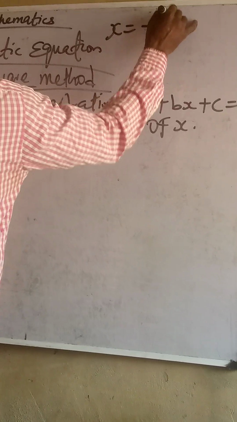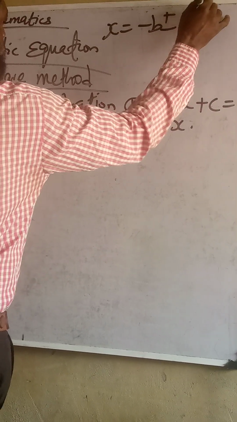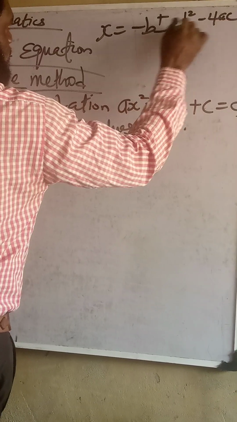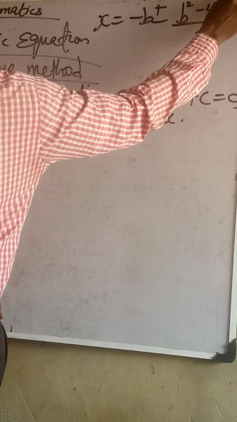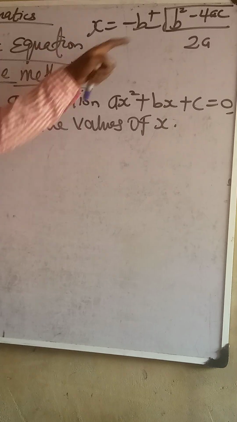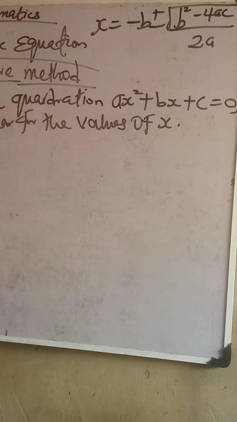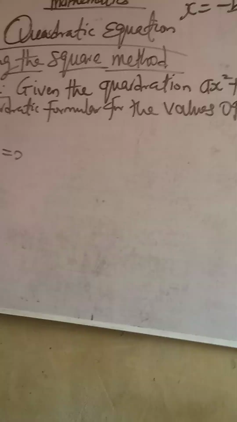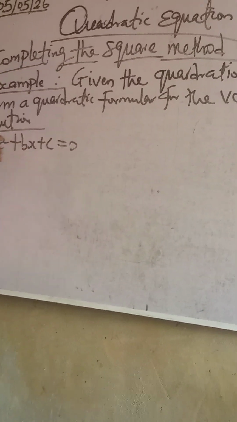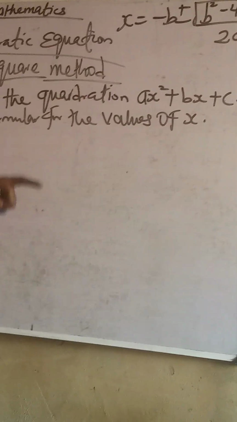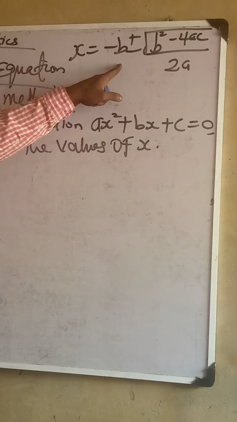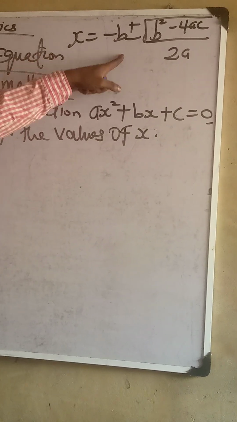minus b plus or minus the square root of b squared minus 4ac, all over 2a. The square root covers the numerator. This is what we are going to get when we derive this particular equation, for the value of x. This particular answer here is a formula called the general formula.